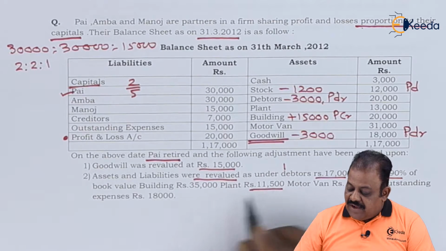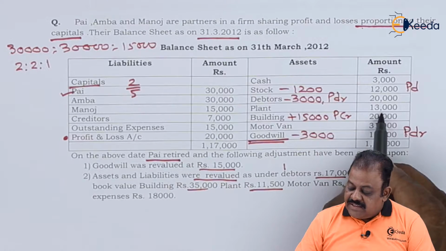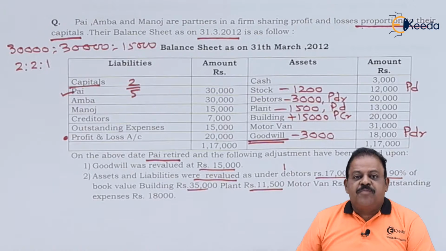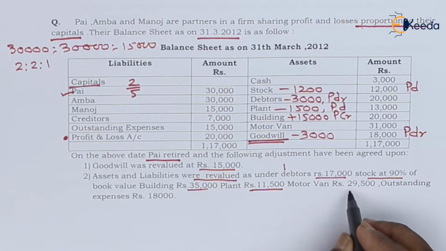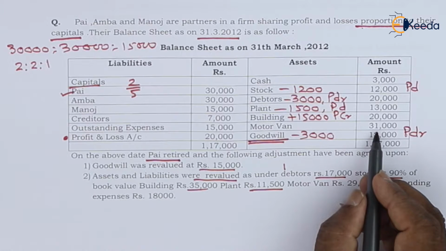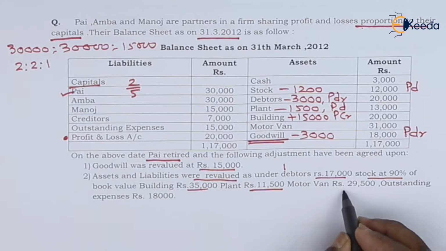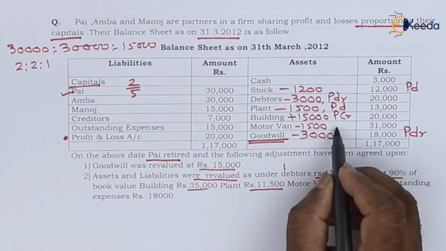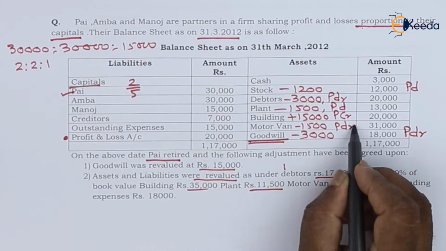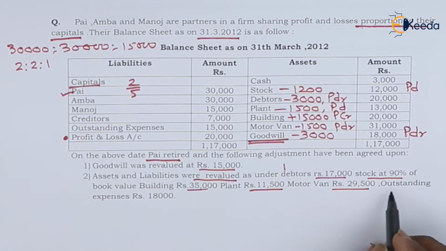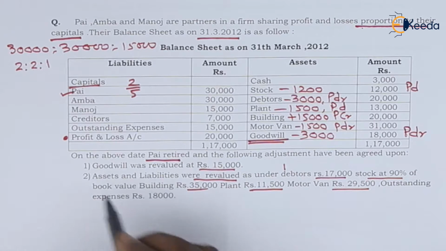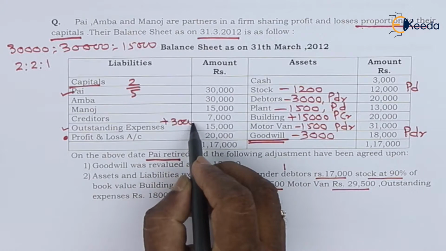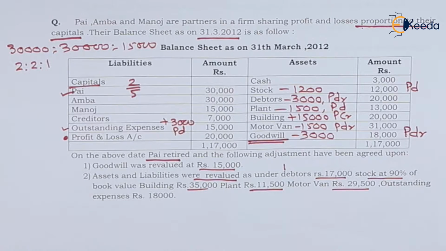Plant 11,500. Plant here is 13,000. So we will have to reduce it by 1,500. Second effect, profit and loss adjustment account debit. Motor van 29,500. Here we have motor van 31,000. New value is 29,500. So we will have to reduce it by 1,500. Second effect, profit and loss adjustment account debit. Outstanding expenses 18,000. Here outstanding expenses are given 15,000. So we will have to increase it by 3,000. Second effect, profit and loss adjustment account debit.